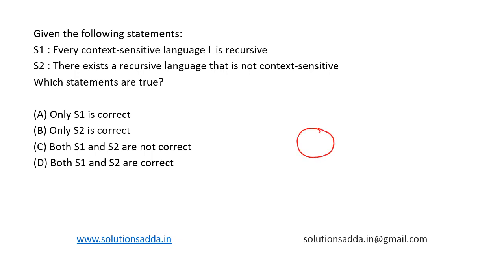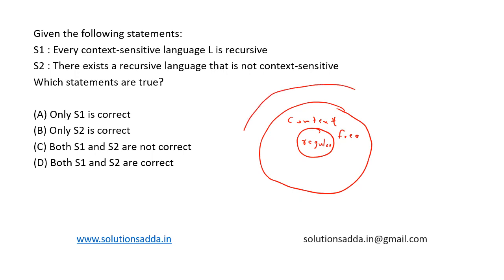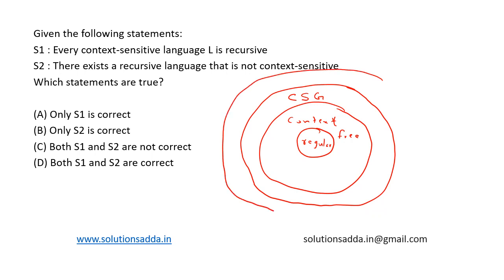We have in the innermost regular, then we have context free, then we have context sensitive, that is CSG, context sensitive grammar, and the topmost we have recursively enumerable. Let's write it here, RE. And recursive languages come under a subset of recursively enumerable.